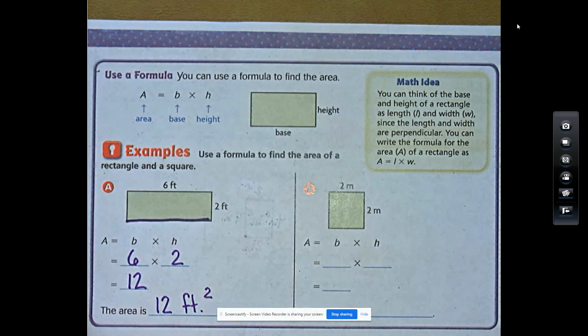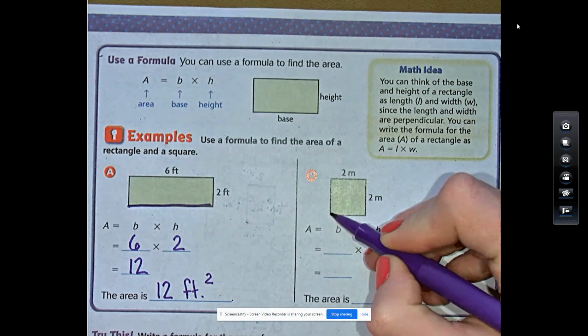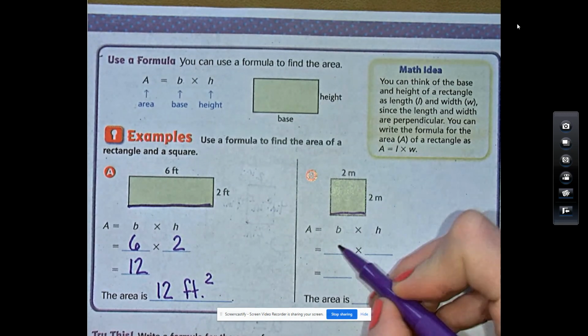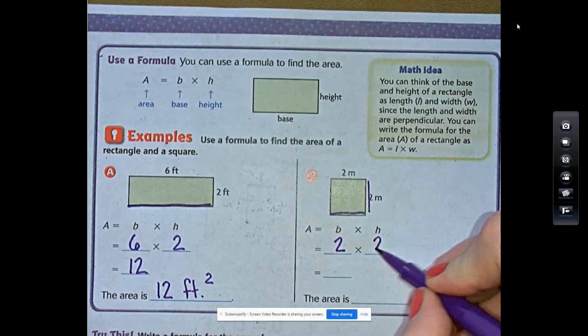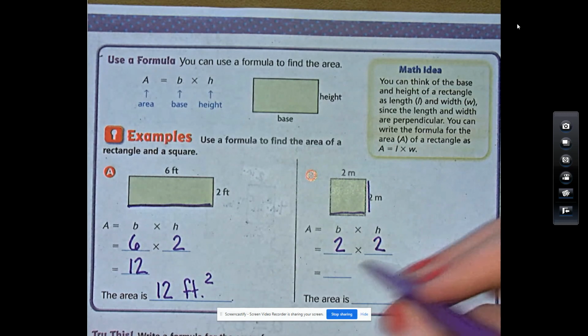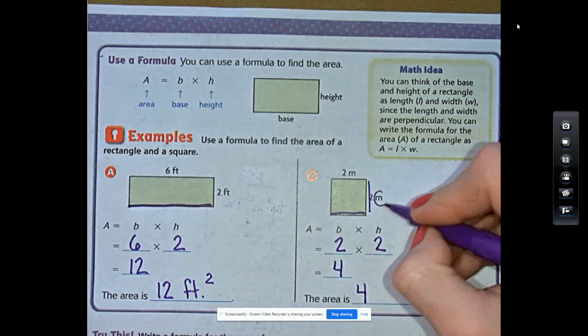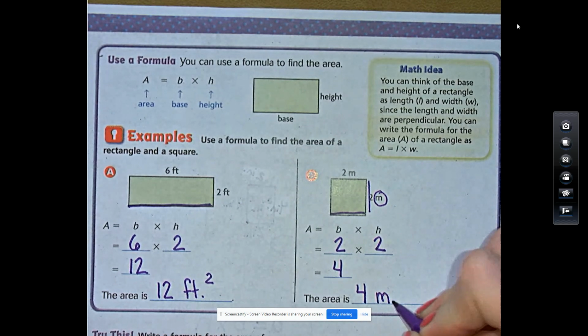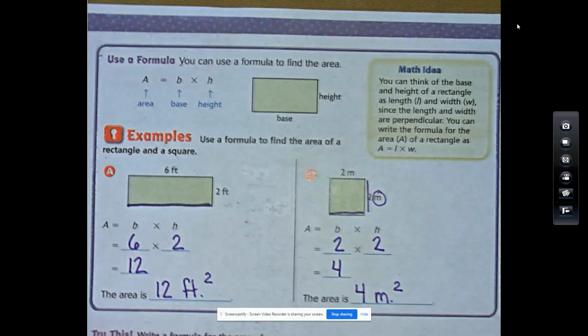Okay? The square here, my base right here, same as this, is 2. My height is 2. What's 2 times 2? 4. The area is 4. What's my unit? Meters squared. Okay, we always just multiply. Area is super easy because all you have to do is multiply.